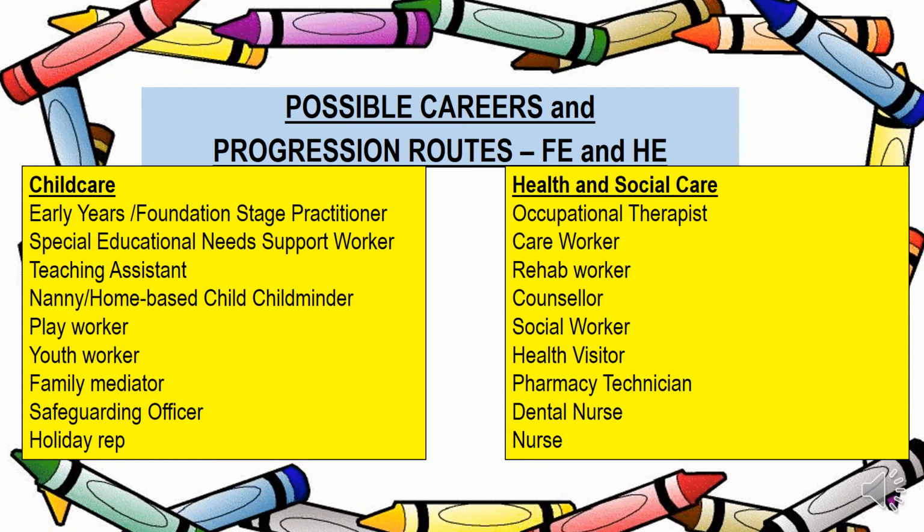I think it's important you know the sorts of courses that this can lead on to. So in front of us we can now see possible careers or progression routes in college or at university, and I'll just mention a couple. In childcare it could go on to early years or foundation stage practitioner, which means a nursery nurse, teaching assistants, it could be a youth worker, could be a childminder, and in health and social we've got the care worker, counsellor, social worker, health visitor, and then into nursing. So there are a few options.